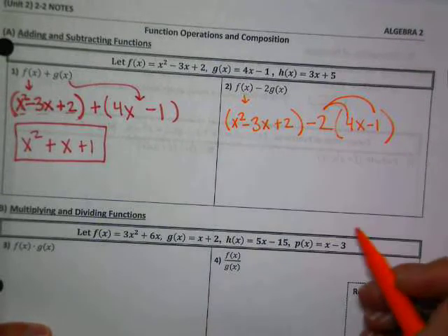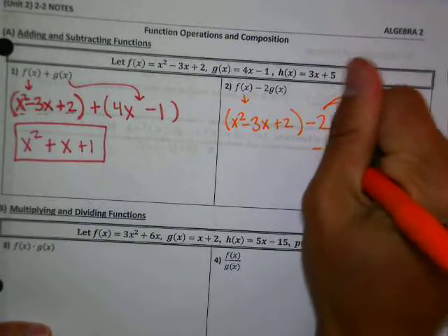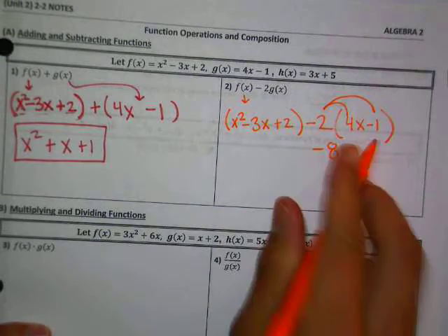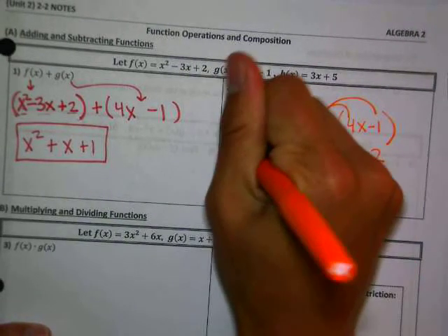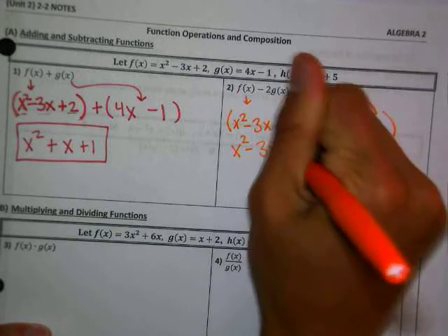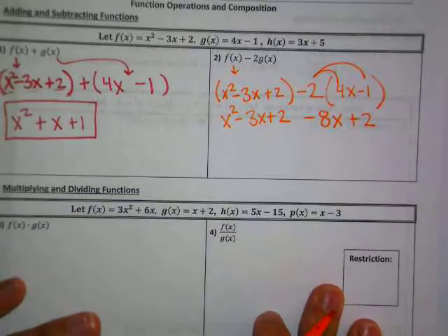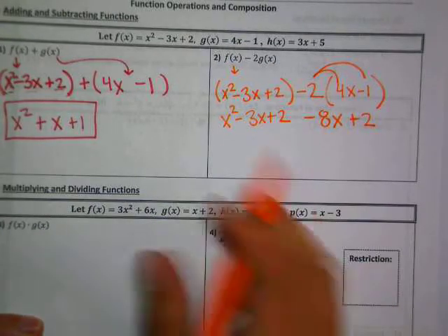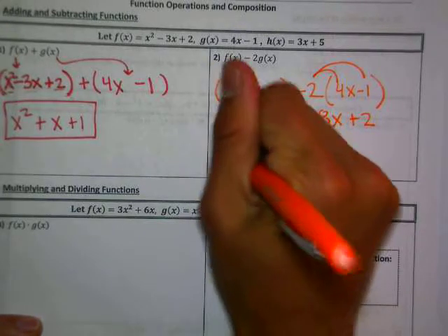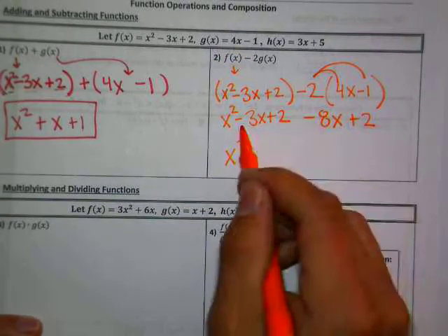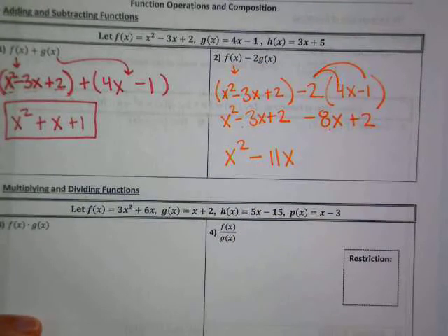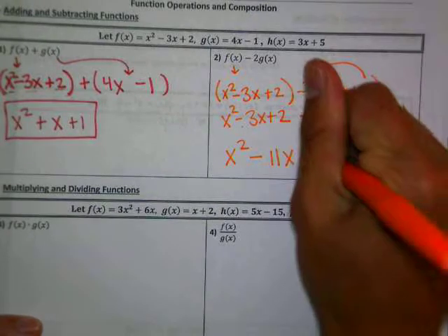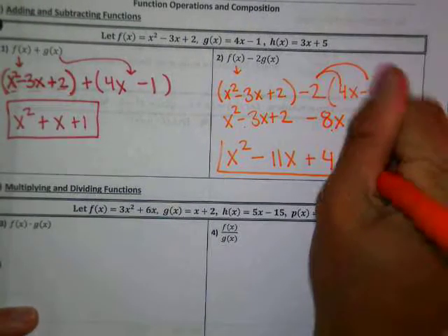What is negative 2 times 4x? Negative 8x. What is negative 2 times negative 1? Plus 2. And I still have f right over here. And now I'm ready to combine. So do I have any other x squareds? No. Do I have any other x's? Negative 3x minus 8x. Negative 11x. And 2 plus 2? Plus 4. I think that's 4. Yeah.